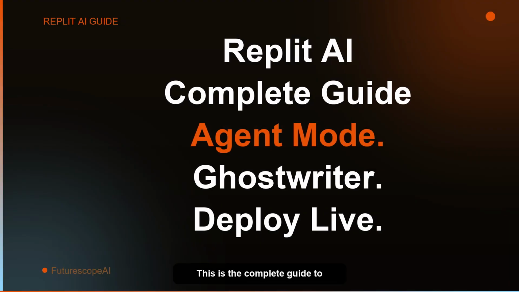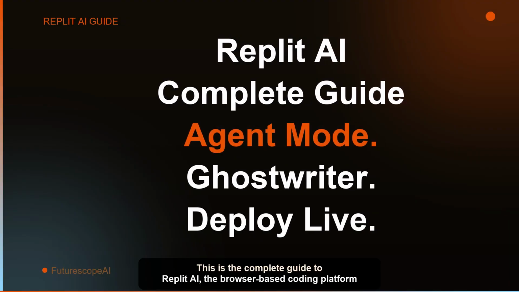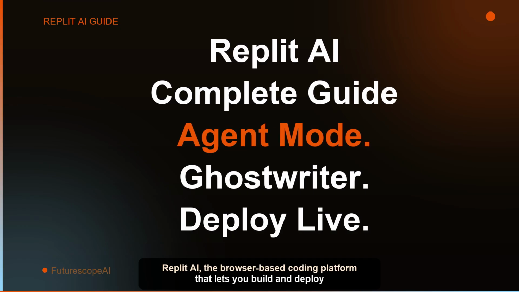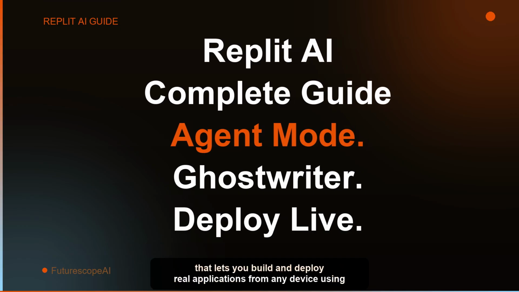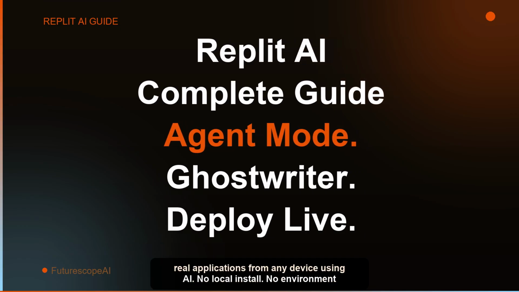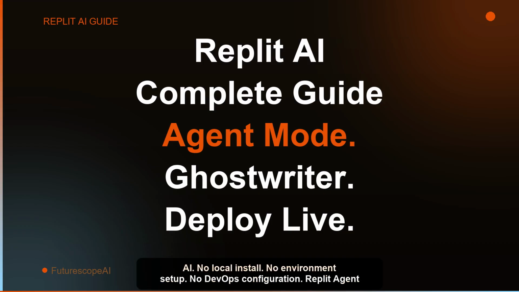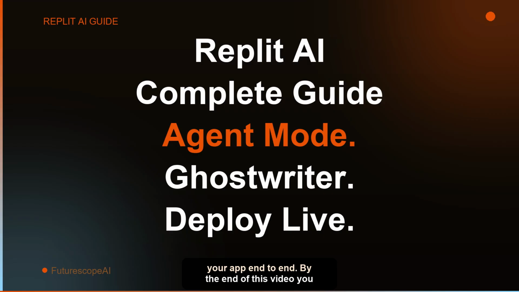This is the complete guide to Replit AI, the browser-based coding platform that lets you build and deploy real applications from any device using AI. No local install. No environment setup. No DevOps configuration. Replit Agent is the autonomous coding agent that describes, plans, writes, fixes, and deploys your app end-to-end.